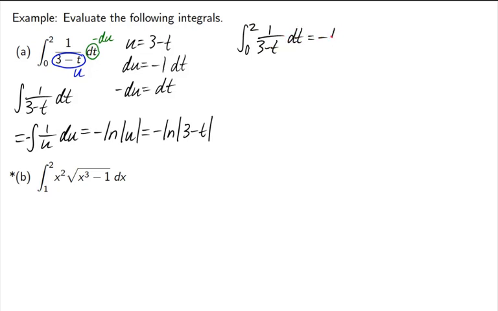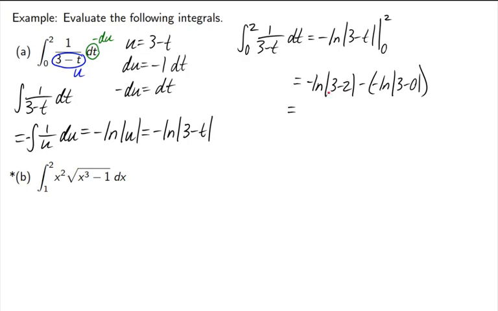Now I'm going to have the negative natural log of the absolute value of 3 minus t evaluated from 0 to 2. So I get the negative natural log of the absolute value of 3 minus 2, minus the negative natural log absolute value of 3 minus 0. Here I get the natural log of 1. That's just 0, so that goes away. Plus the natural log of 3. So my answer is natural log of 3 for this one. The next example is for you to try. Again, feel free to pause the video and see what you can do with this one.